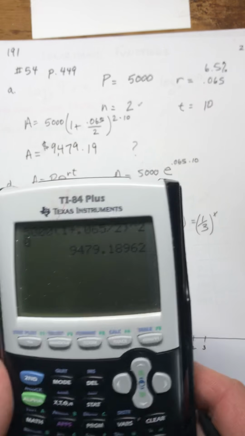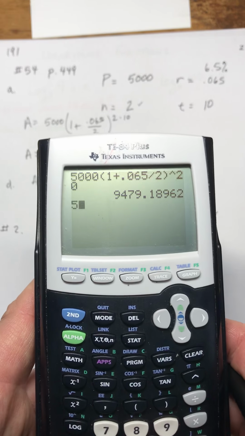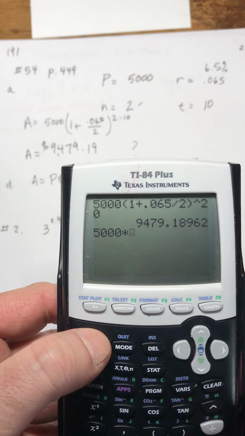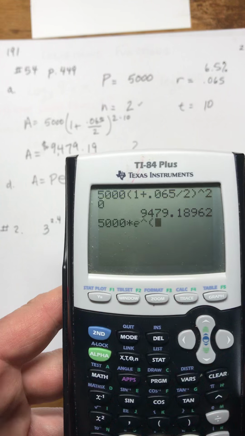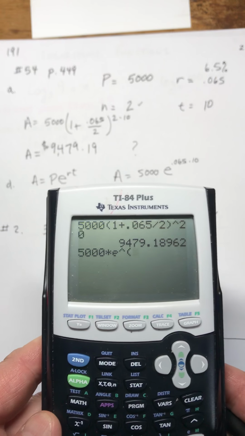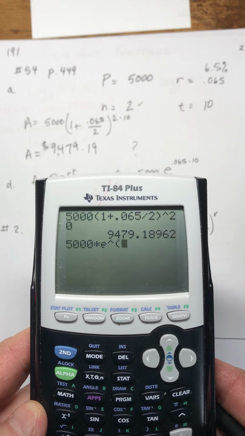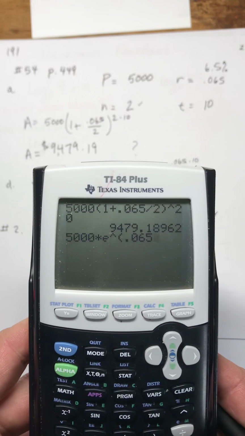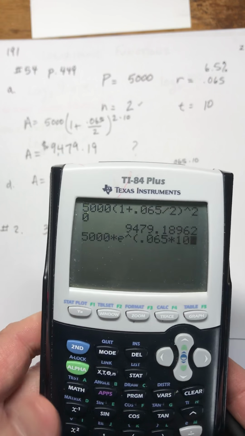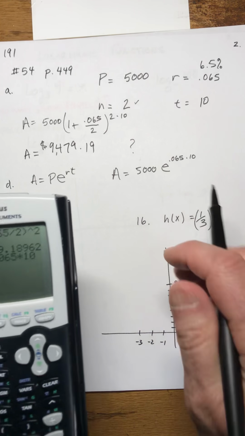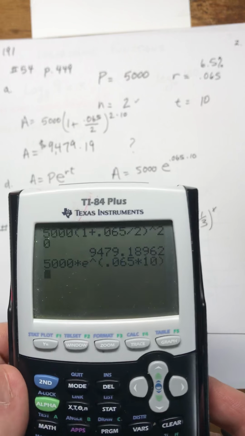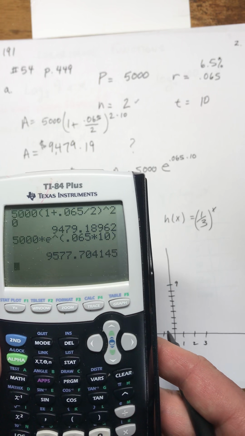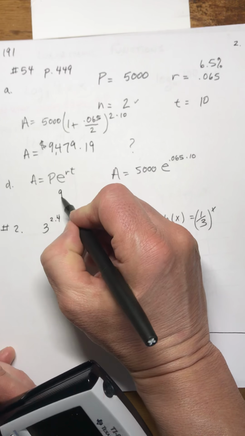For this one here, if we were going to do this one, again, we'd go 5,000 times e. So we have to go second ln. That's where you find our e button. Make sure you find it on your own calculator, so when you take a quiz, you'll know where it is before the test. 0.065 times 10, because that's what it's telling me to do there. Now if I do that and close my parentheses, this will give me 9577 and 70 cents.